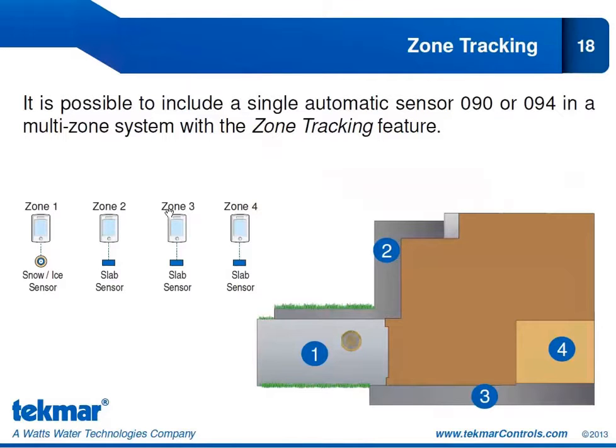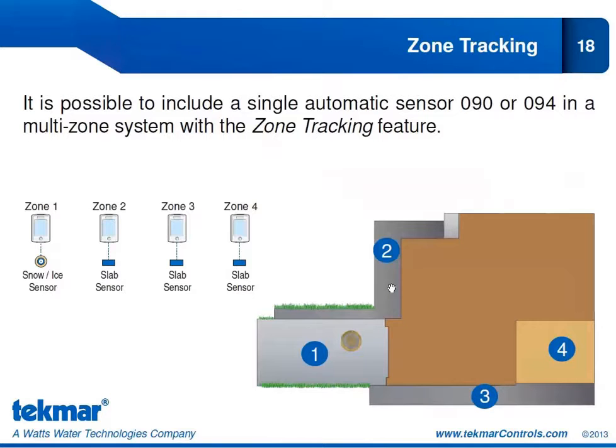Zones 2, 3, and 4 can track zone 1. So we will track the amount of time it takes for this melt cycle, so how many hours from when the sensor detected moisture to when it was dry. Each of those zones will have that same melt cycle.